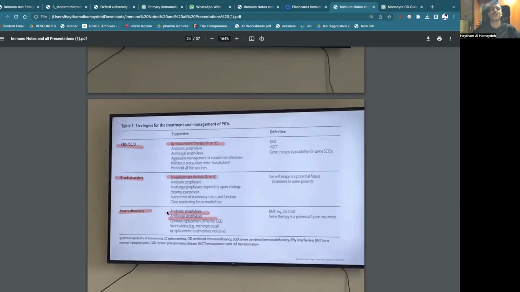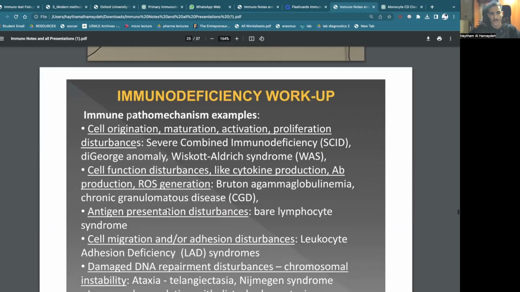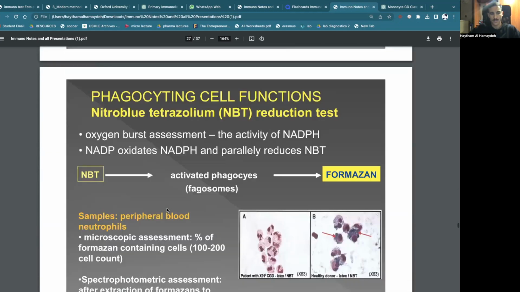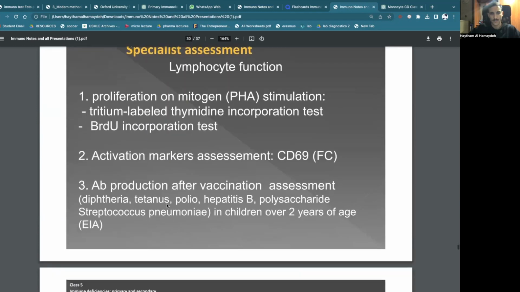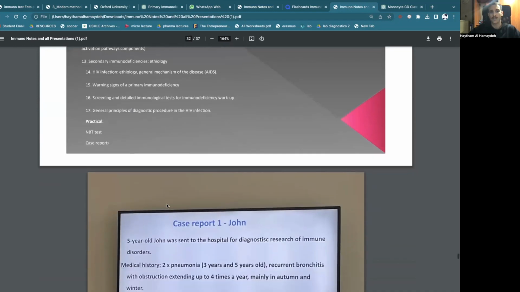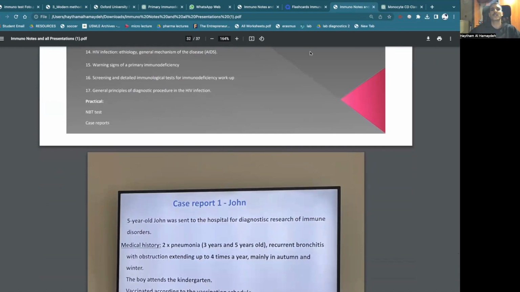Here, what they say is that for the different diseases that we have, what do we do for treatment? For all of them, just remember, you give antibiotic prophylaxis and antifungal prophylaxis. The only two that have an additional thing are SCIDs, where we give antibodies, and B-cell disorders, where we give antibodies as well. This is just repetition, and we're done. The next thing we're going to discuss is HIV.